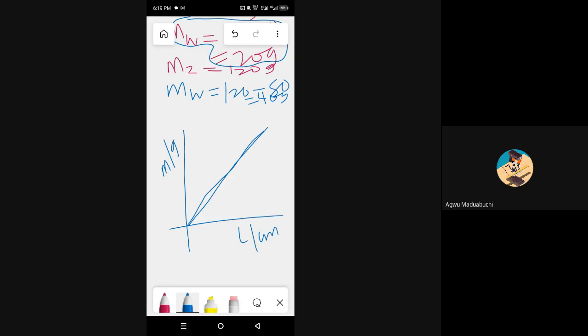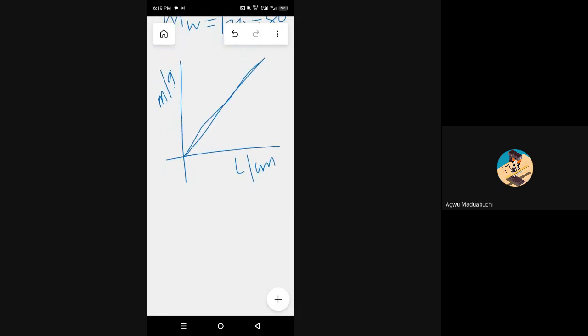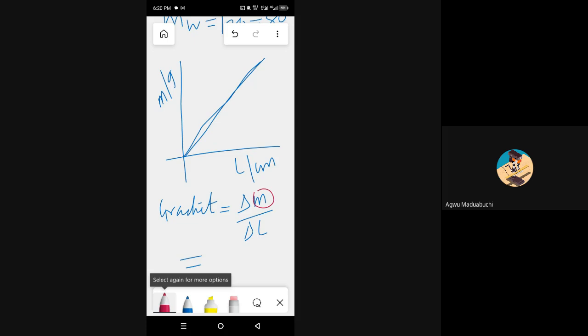So now, in this case, how do you calculate the gradient of the slope? M2 minus M1 over L2 minus L1. Very good. So change in M over change in L. Now, what's the unit for M? The unit for M is what? Mass. That's kilogram. Yes, the unit.